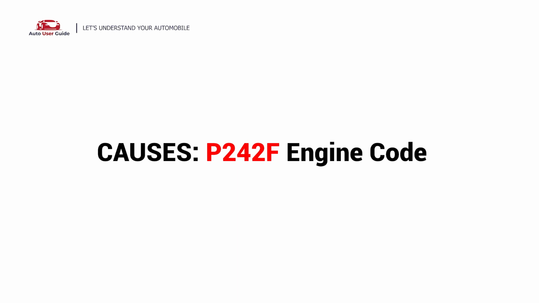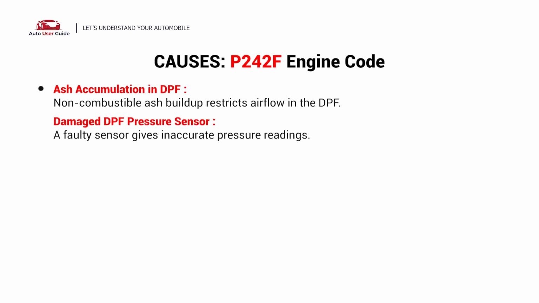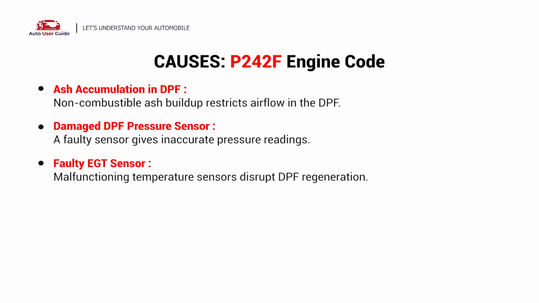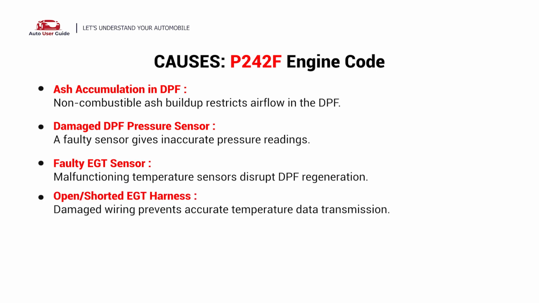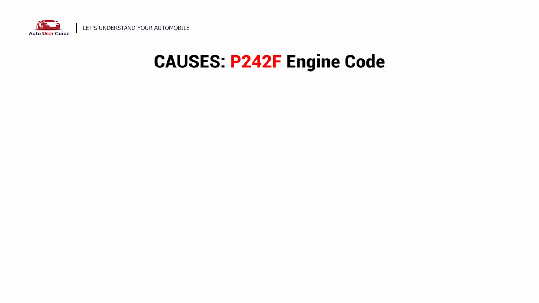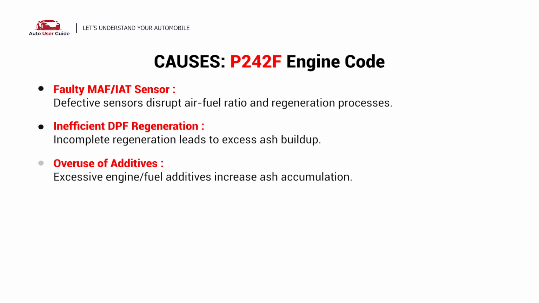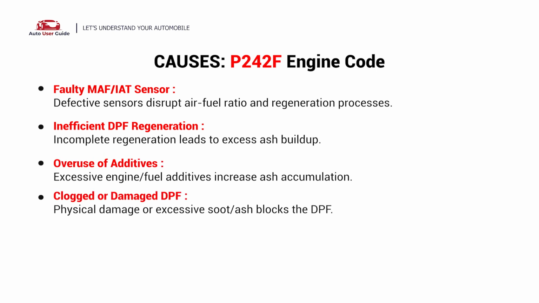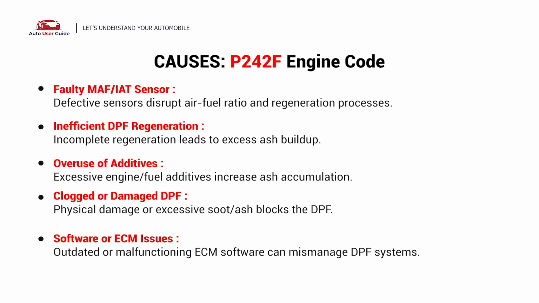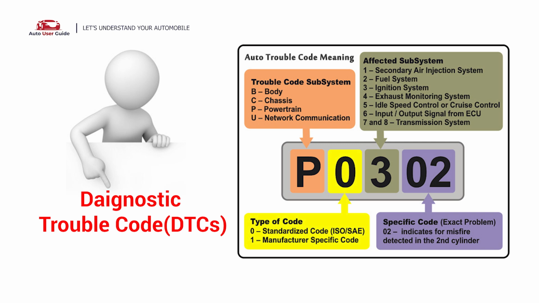What causes this imbalance? Here are the most common culprits. This error can be caused by these possible faults in your vehicle. Ash accumulation in DPF. Damaged DPF pressure sensor. Faulty EGT sensor. Open, shorted EGT harness. Poor EGT circuit connection. Faulty MAF/IAT sensor. Inefficient DPF regeneration. Overuse of additives. Clogged or damaged DPF. Software or ECM issues. Each DTC code corresponds to a specific issue in your vehicle.